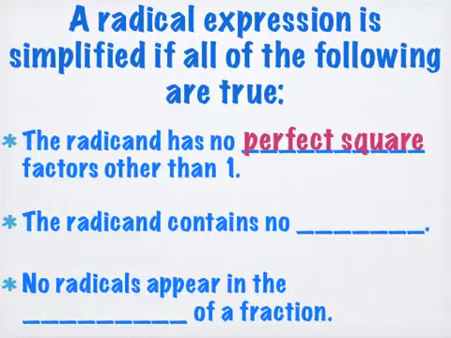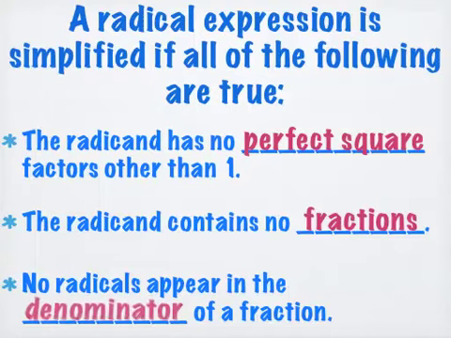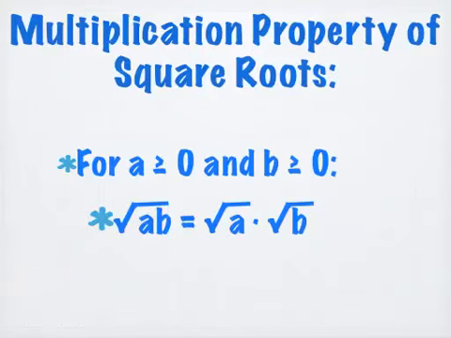The next one would be that the radicand contains no fractions. So what's inside of my square root cannot be a fraction. And the final thing is that no radicals appear in the denominator of a fraction. The main thing that we're going to talk about today is just the first one, that the radicand has no perfect square factors other than 1. We're going to get into the division and the fractions a little bit later in the next lesson, so today we're going to mainly focus on that first one.